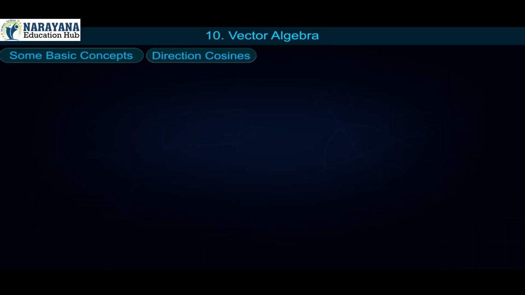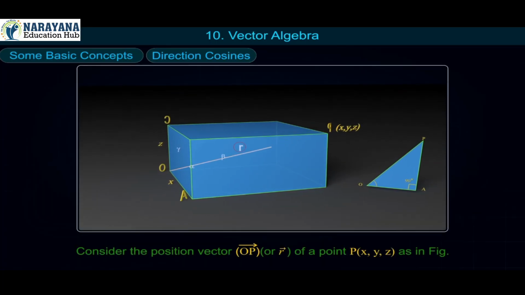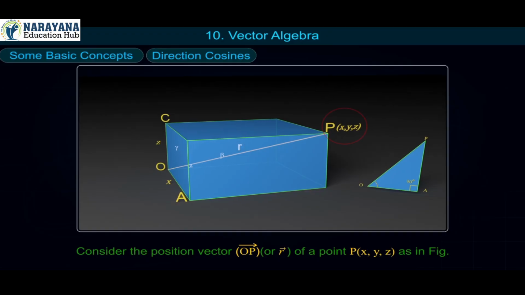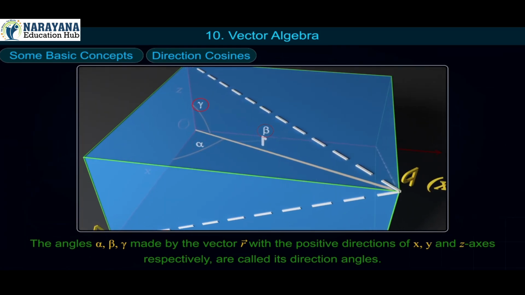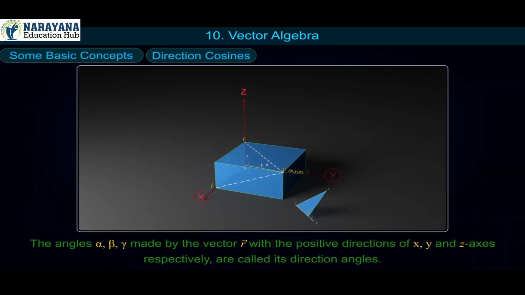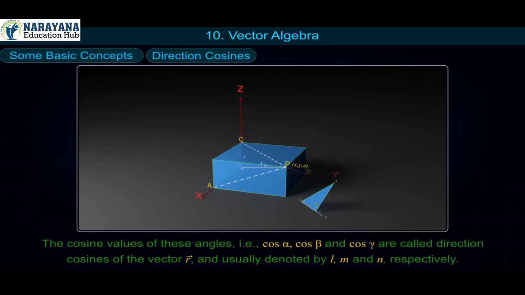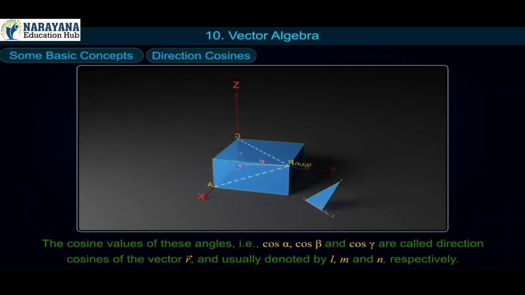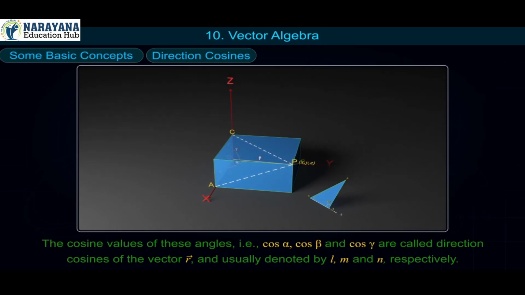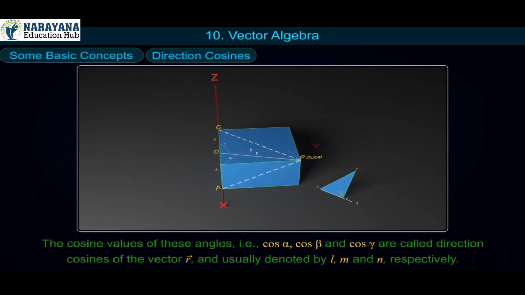Direction cosines. Consider the position vector OP or vector r of a point P(x, y, z), as in the figure. The angles alpha, beta, gamma made by the vector r with the positive directions of X, Y and Z axes respectively are called its direction angles. The cosine values of these angles, that is cos alpha, cos beta and cos gamma, are called direction cosines of the vector r, and usually denoted by l, m and n respectively.